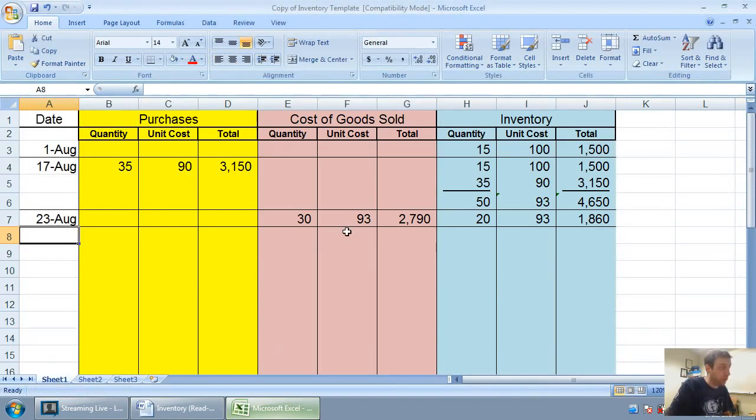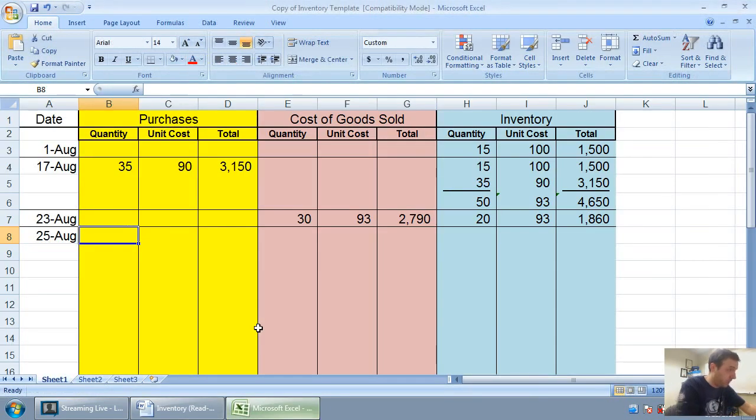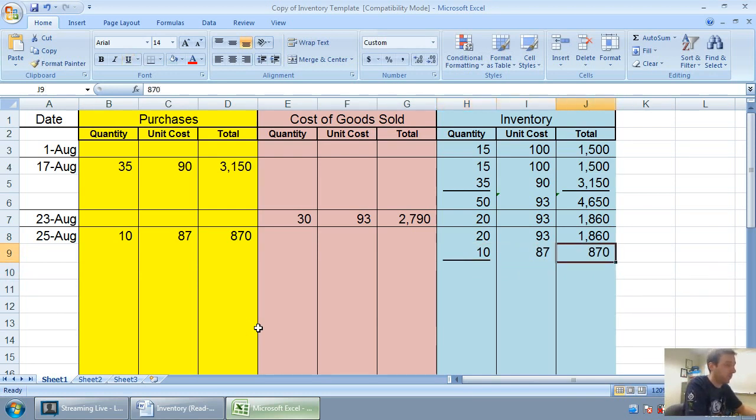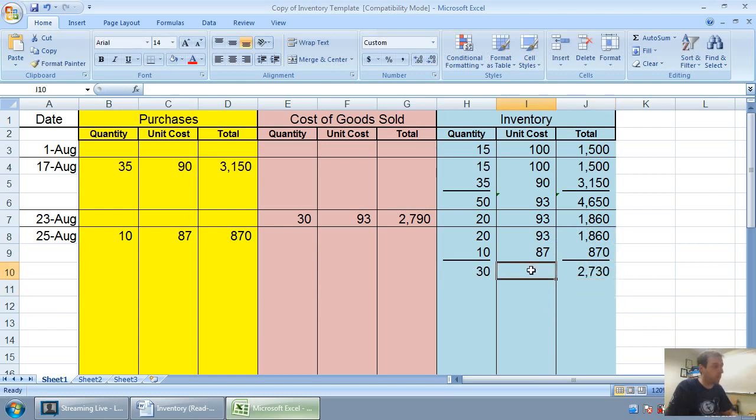Let's move on to August 25th. We make another purchase. Of course, we track that in our purchases column. 10 at 87 bucks for 870. 20 times 93 is 1,860. We're adding to that 10 at 87 for 870. And then we've just got to total and re-average. So my total units here is 30. My total cost in inventory is 2,730.